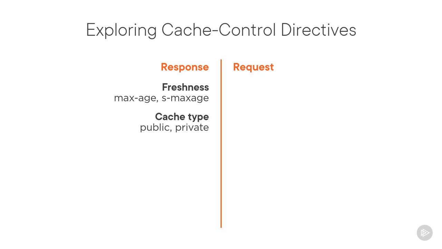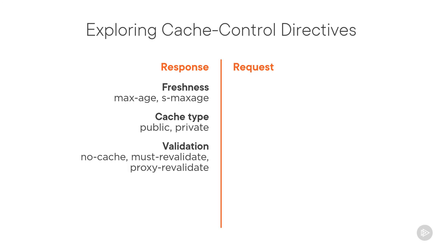Then we have two that relate to the cache type or cache location. Public indicates that a response may be cached by any cache, private or shared. Private indicates that all or parts of the response message are intended for a single user and thus must not be cached by a shared cache.